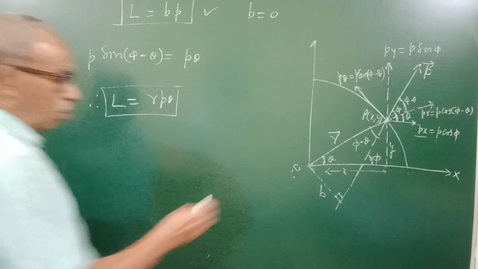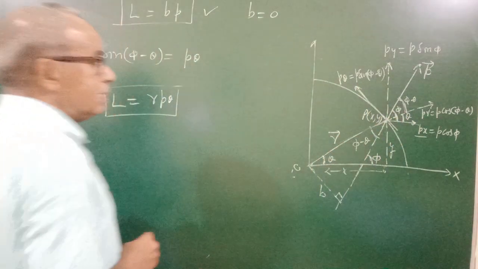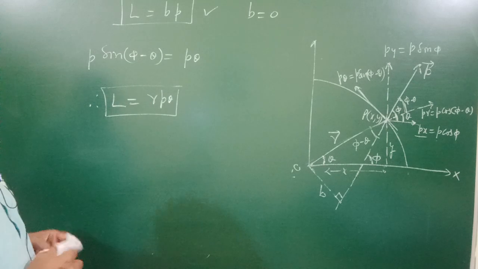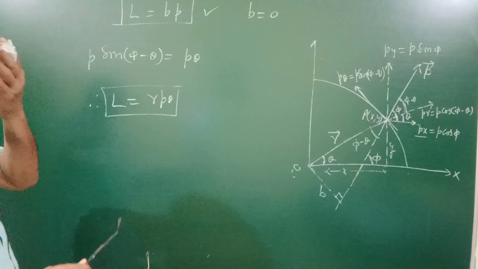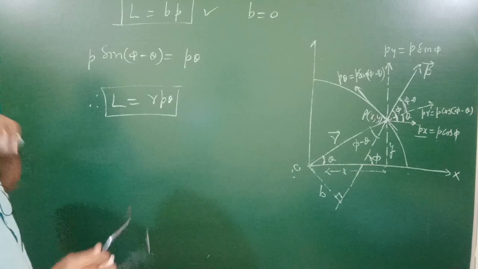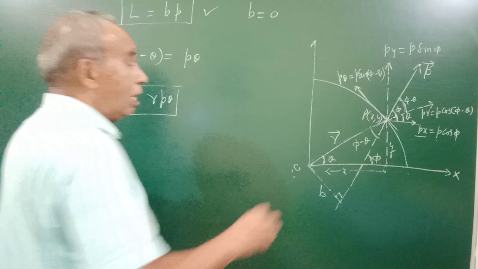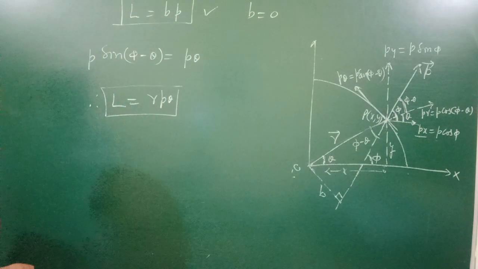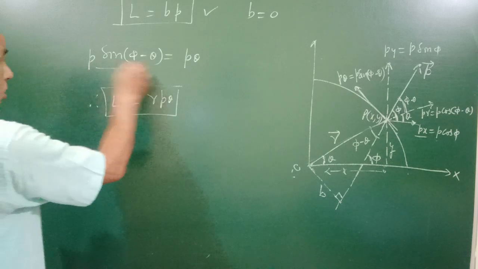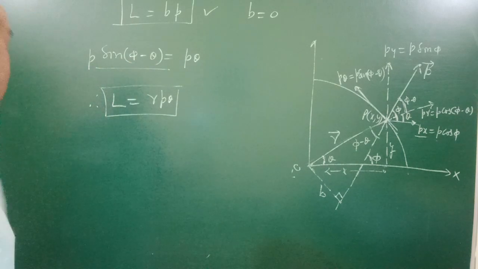Again the same thing. Now this is the angular momentum. This is R, magnitude R. So it is also equal to the product of angular momentum into the perpendicular component, the component of momentum acting along the tangent, P theta. Phi minus theta is the angle between R and P.